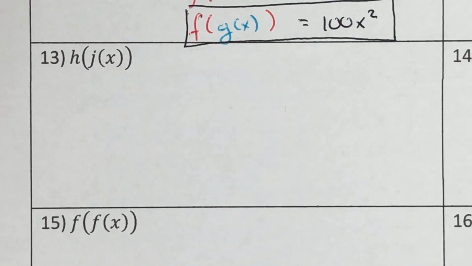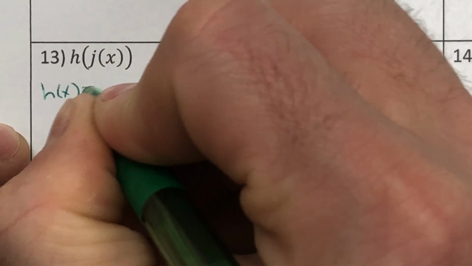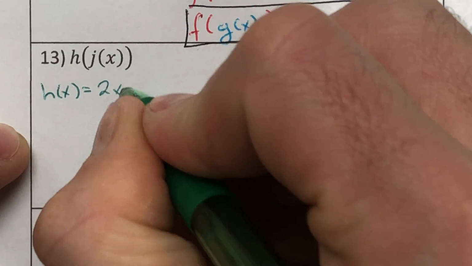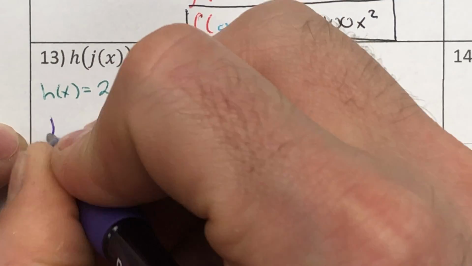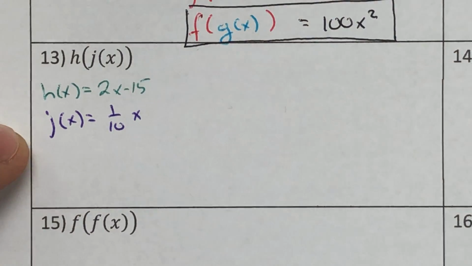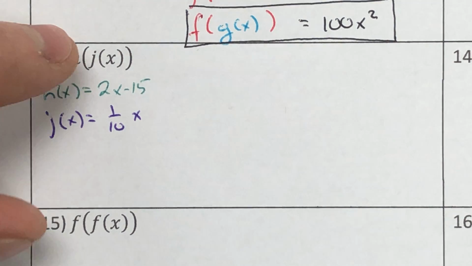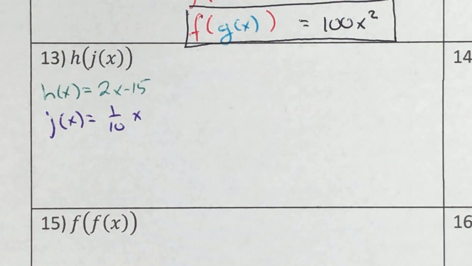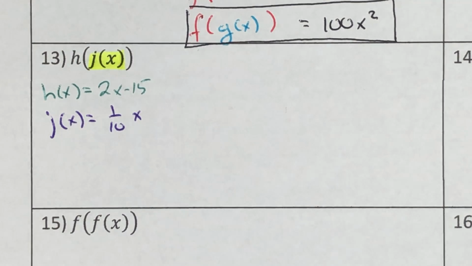Let's try another one. I have h of j of x. So the first thing I'm going to do is define my h of x just so I have it right here, which is 2x minus 15, and my j, which is 1/10 of x. So what I'm going to be doing is taking h, and I'm going to plug j of x into it. So what I see is that j of x is going to be plugged into h.